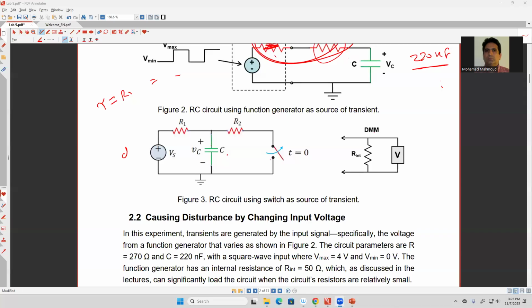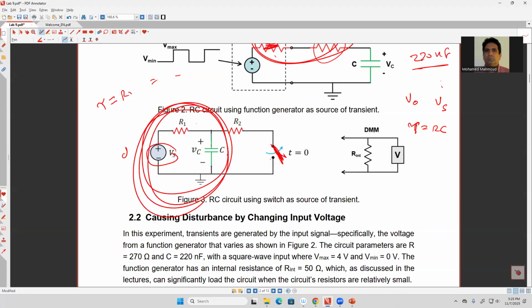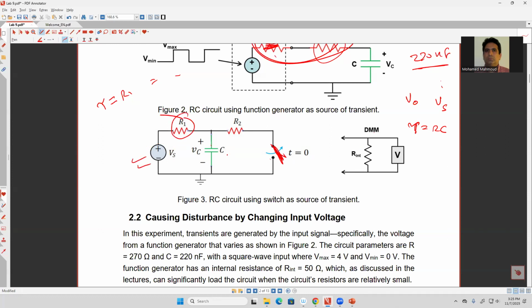So as I told you, you need to find the equation after you open the switch. To find this equation, you need three things: the initial voltage, the supply voltage, and tau, which is actually R times C. This is Vs, because once you open here, the circuit becomes the standard form like this one. Vs is given to you here, and you already selected R1, so now tau equals R1 times C. So now I know tau and Vs. All I need to find is the initial voltage.